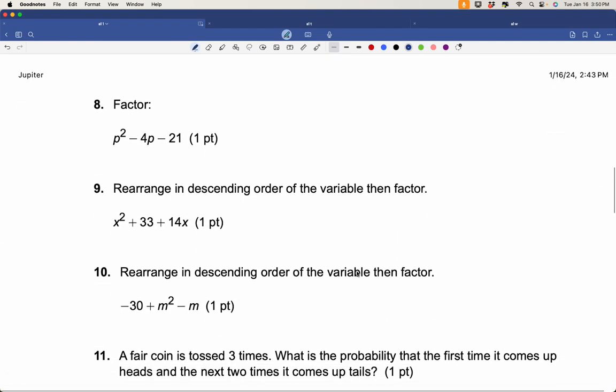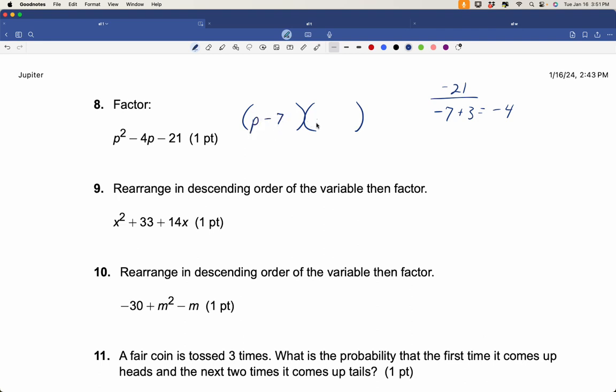Let's factor this one, but first we've got to, no, we don't have to do anything here. We just have to factor it out, and we have to remember that it's p and not x. So we want a negative 21. That also gives us a negative 4. That's going to be a negative 7 times a positive 3. When multiplied, we get this. When added, we get this, so that's correct. P minus 7, p plus 3.